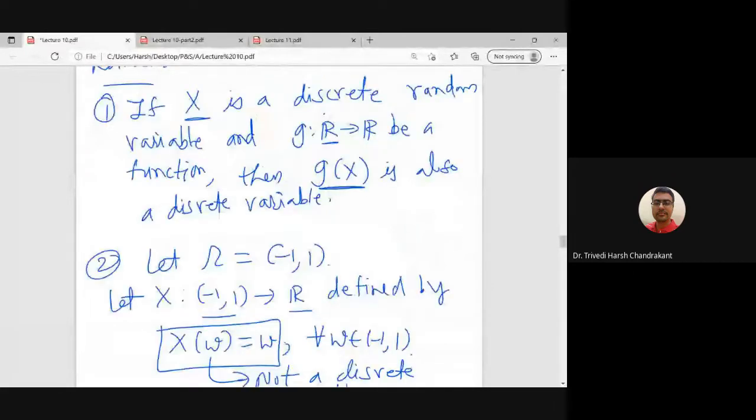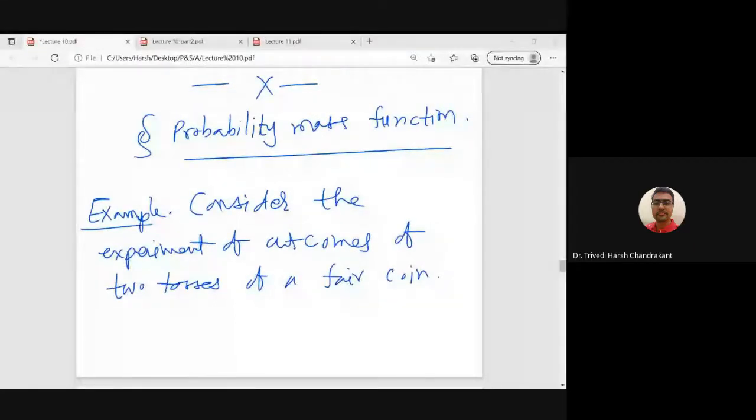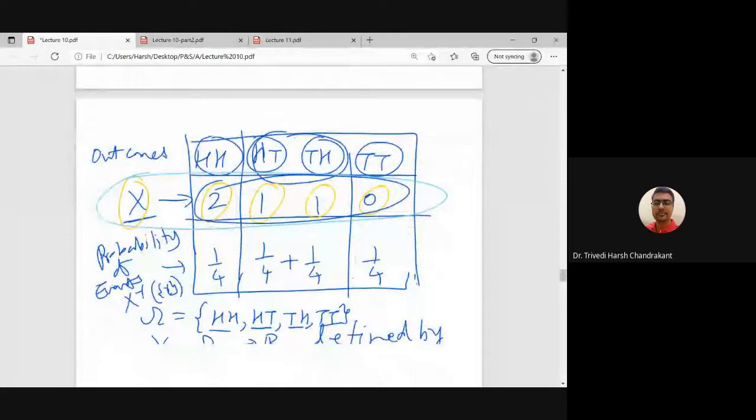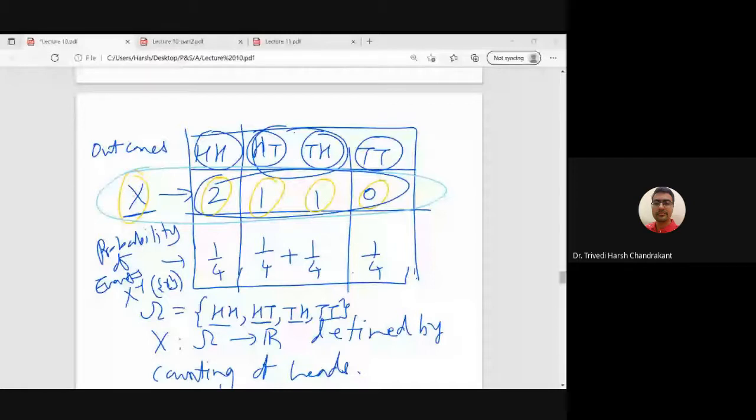Then we discussed why we study discrete random variables. If we have a discrete random variable, we can study its probability mass function. So what is the probability mass function? We have an experiment, tossing a coin 2 times. We want to find the probability of getting one head, and the probability of getting less than or equal to one head. So how do we find such a probability?